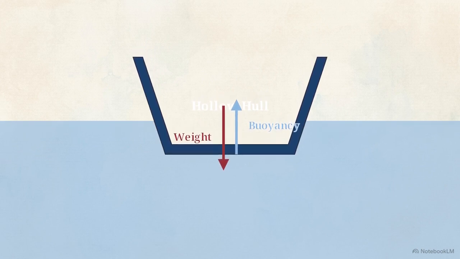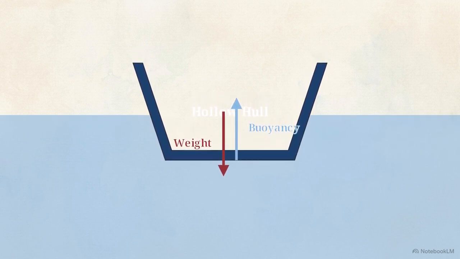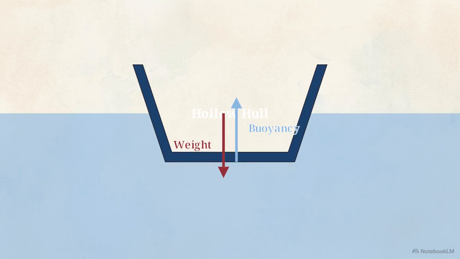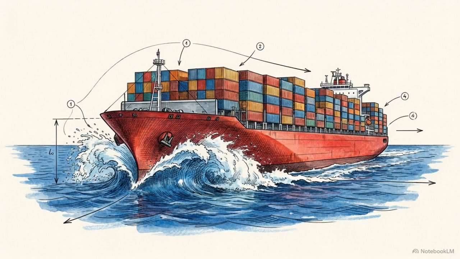As the hull displaces more water, the weight of that displaced fluid and the resulting upward force increases. The ship stops sinking the moment the weight of the water it has moved aside is equal to the total weight of the ship itself. Floating depends on whether an object's shape can displace enough fluid to generate an equal upward force.